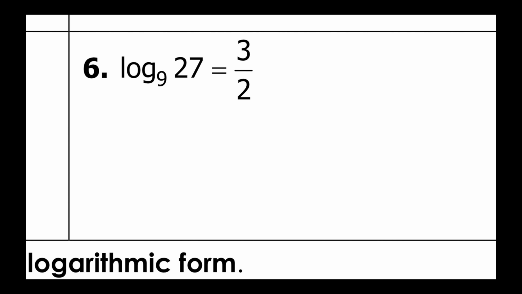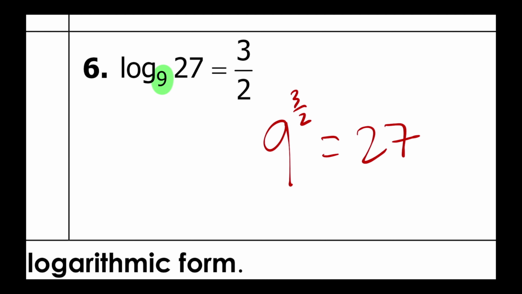Okay, so yeah, 9 is the base. The exponent is 3 over 2, and that equals 27. Right? And if you wanted, this is your base, this is your exponent, this is your result. So it's that base to that power equals that result.